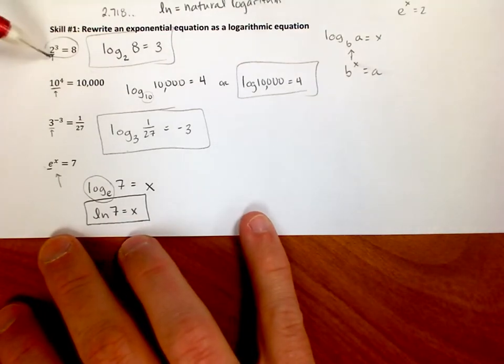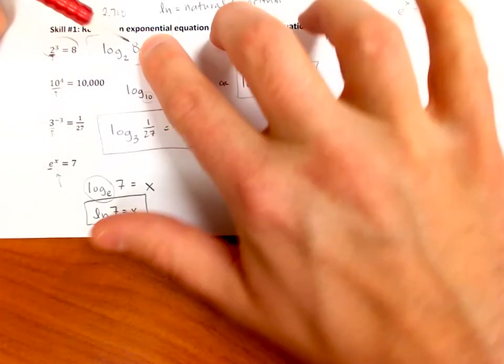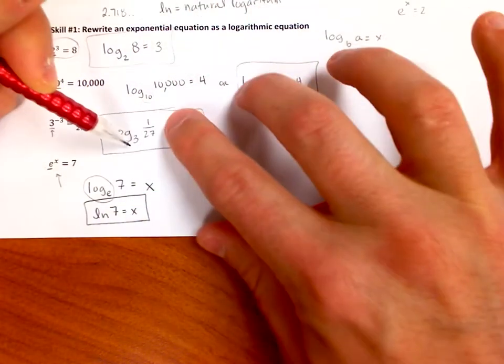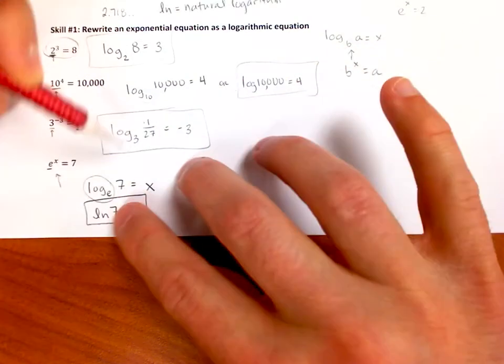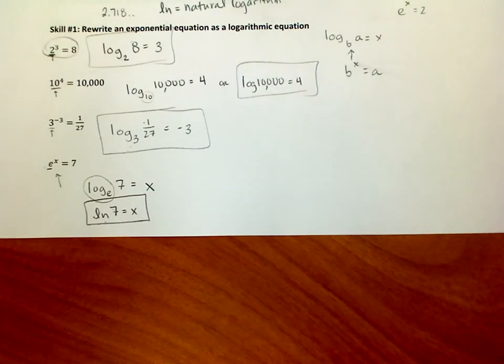But the idea is, can you write the base of the exponent down here, and do you understand that this means 2 to what power gives me 8? 10 to what power gives me 10,000? 3 to what power gives me 1/27th? e to what power gives me 7? Okay, and hopefully that makes sense.